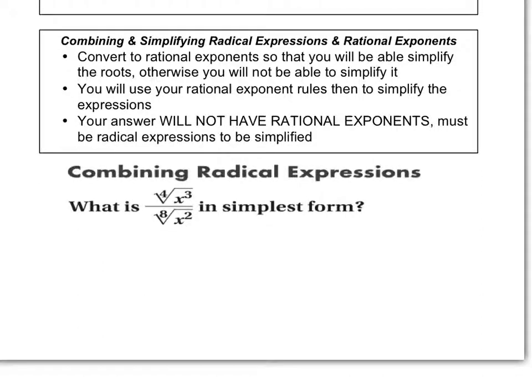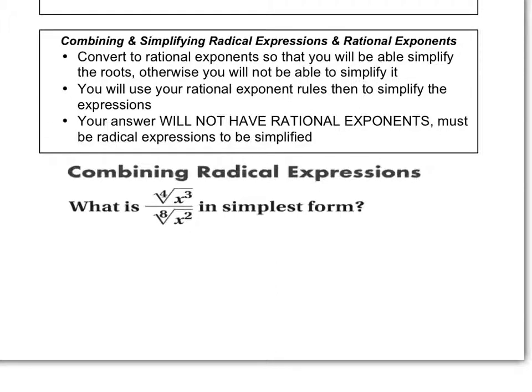This is section 6.4, part 3 of your rational exponents groupings. Today we're going to talk about putting all these things together with all your rational exponent rules, breaking down and changing forms from exponent to radical, rational exponent to radical and radical to rational exponent, and being able to simplify some of these. So part 3 here: combining and simplifying radical expressions and rational exponents.